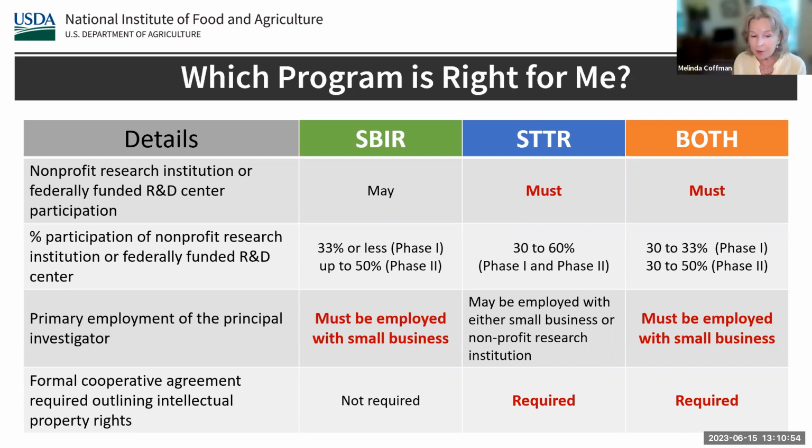Formal cooperative agreements are required outlining intellectual property rights. That is for STTR, it is required. For SBIR, it is not required. And if you apply for either, then it is required.